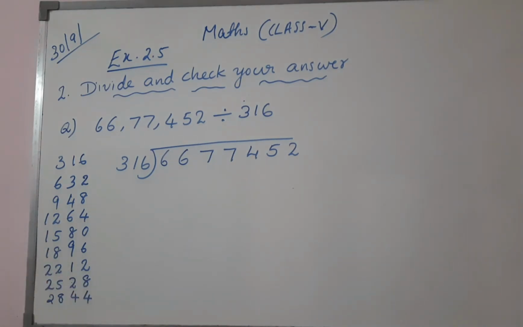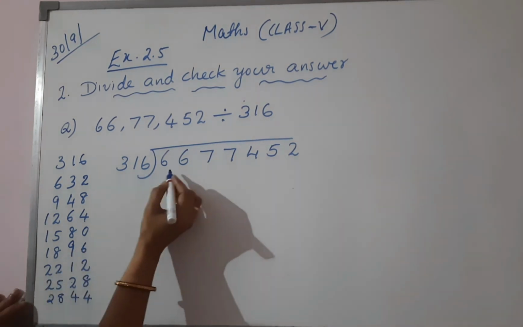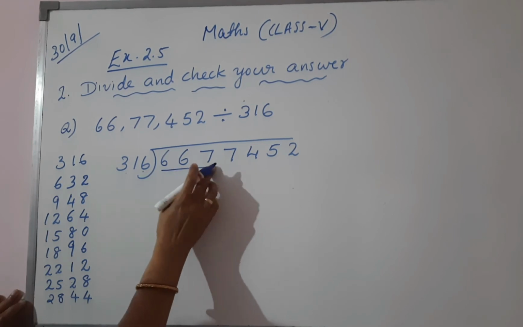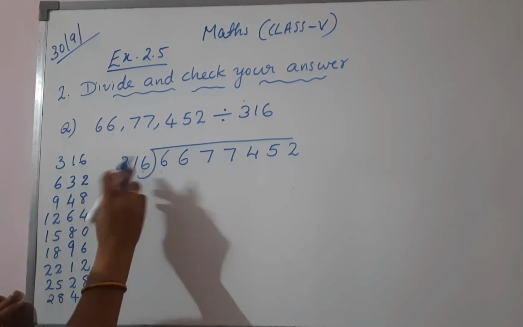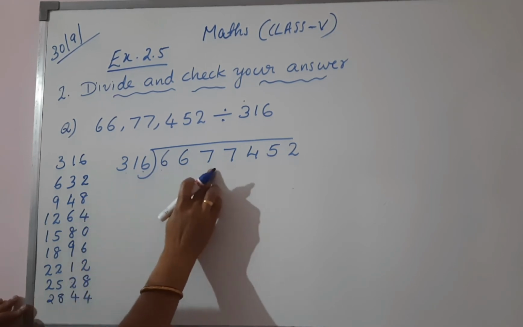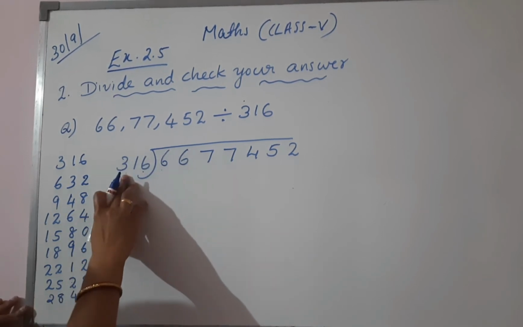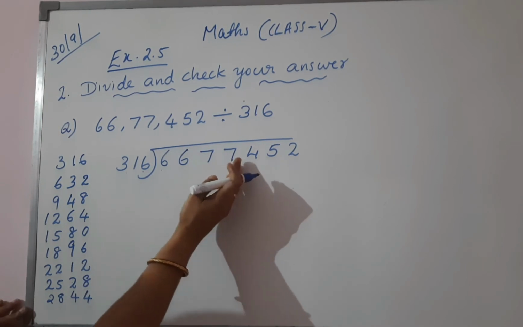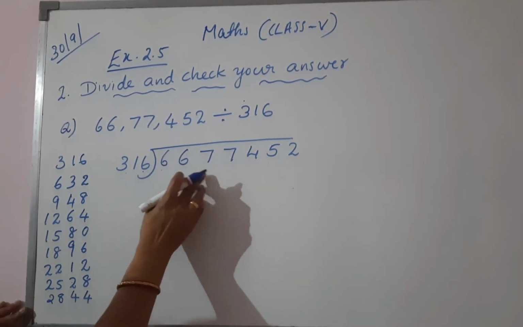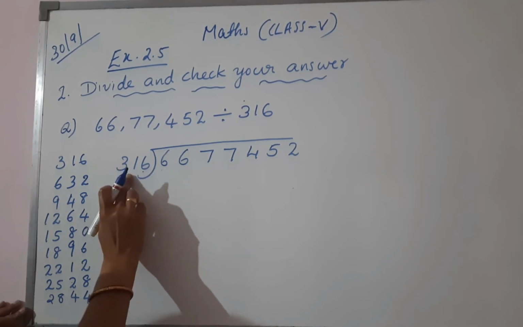Up to this is enough. Now we can start doing the division. First you write the table, then we can start doing the division. 316, here 3 digits are there, so we can take 3 digits here. 667, it is possible because that is greater than 316. So we can take that 3 digit number. If it is smaller than the divisor, then you have to take one more digit. But in this case, the first 3 digit number is greater than the divisor.